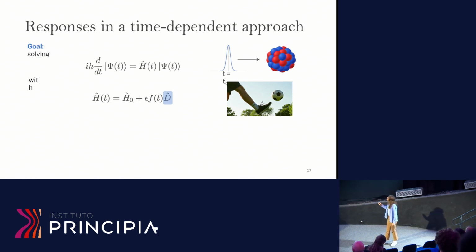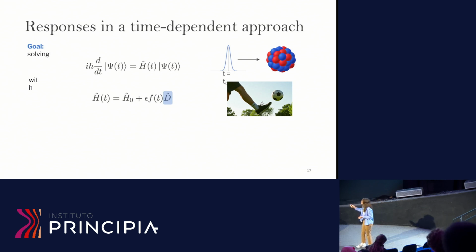So the goal is to solve the time-dependent Schrödinger equation with a Hamiltonian that looks like this. H0 is the normal static nuclear Hamiltonian, plus a perturbation. This perturbation has strength epsilon. It is characterized by a time profile f of t, which is basically a pulse, a delta function that we model numerically as a Gaussian, that should be here.